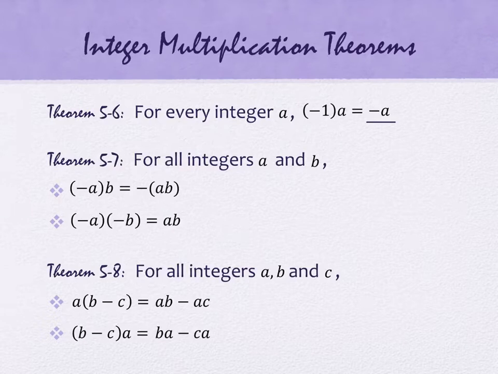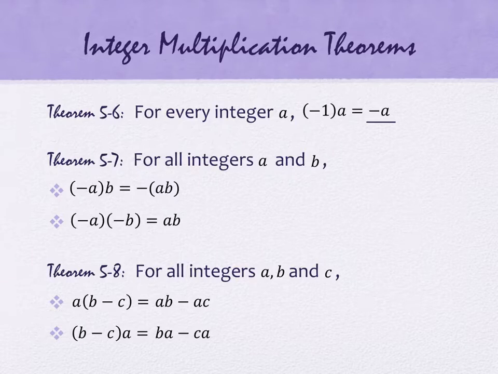There's a series of 3 different theorems. These theorems talk about what happens when negatives are involved, because that's the new piece, if you will, of multiplication with integers: there's negatives involved. So for every integer a, -1 times a is the same as negative a. When you have negative a times b, it's the same thing as having negative ab. Negative a times negative b is equal to a times b.